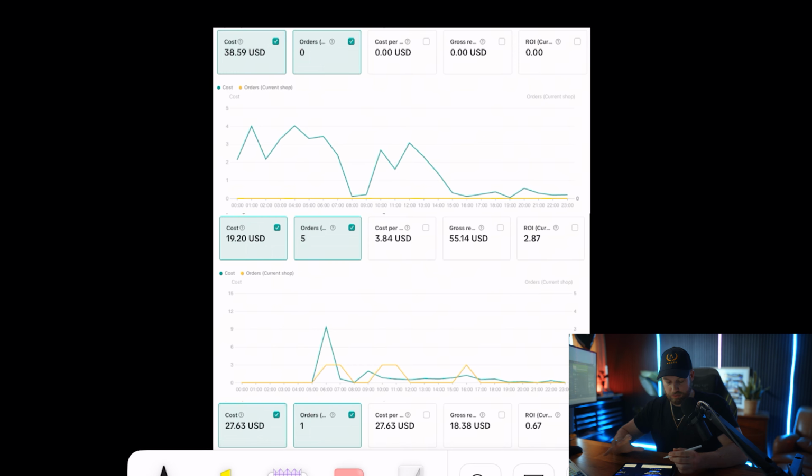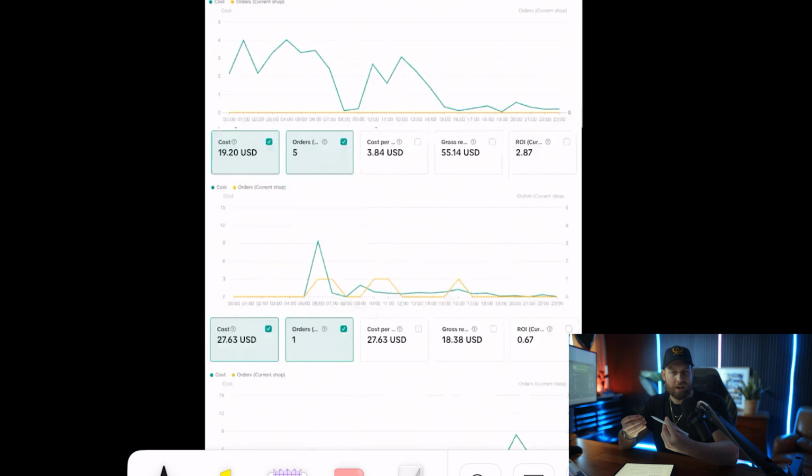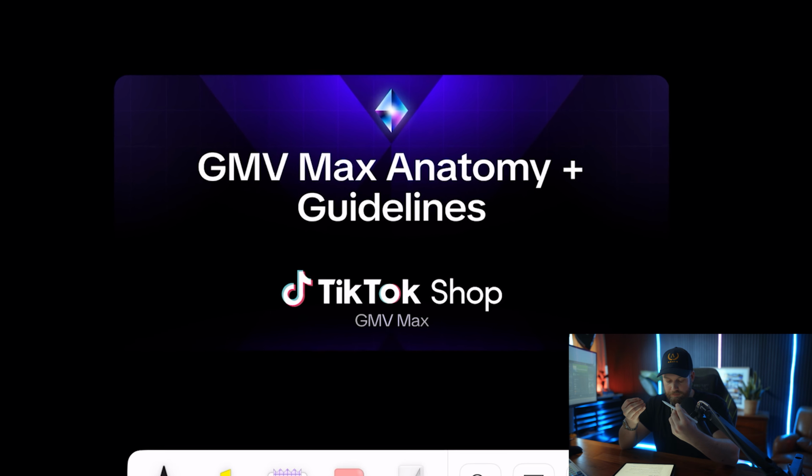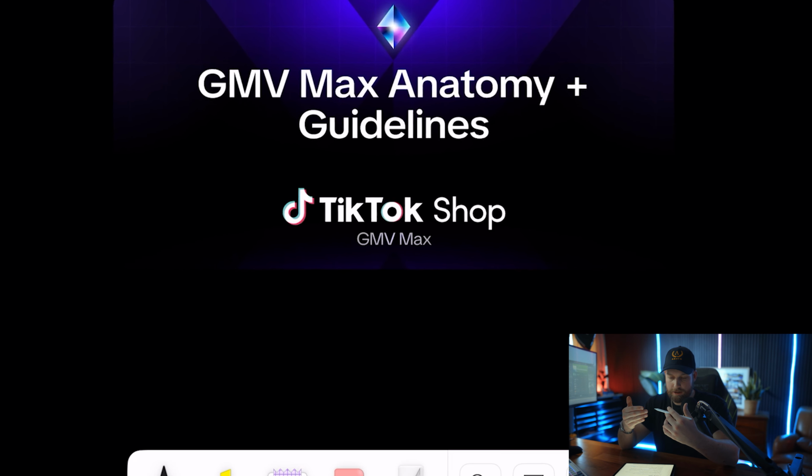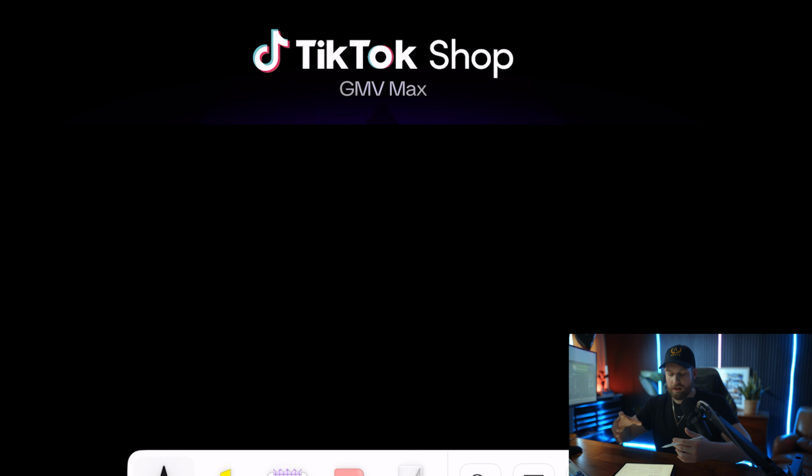Because at the beginning of the video, I said it doesn't actually happen inside of the setup phase. It happens outside of the setup phase. So we want to dig into that. Okay, let's dive into GMV Max anatomy and guidelines to give you an understanding of how this campaign actually works.